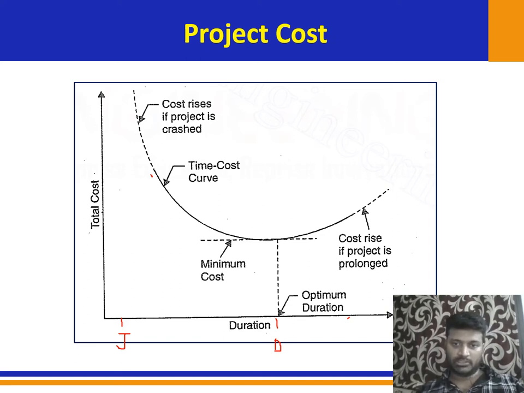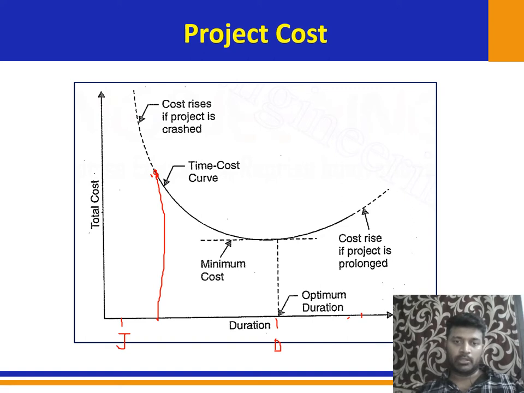What will happen? The project cost is obviously going to increase. When the project goes on indefinitely, the project cost is going to increase. There is no doubt about that. The second thing is, similarly, the cost will increase if the project is expedited. If I complete the project very soon, that is, when I start in the month of January and complete in the month of May, what will happen?